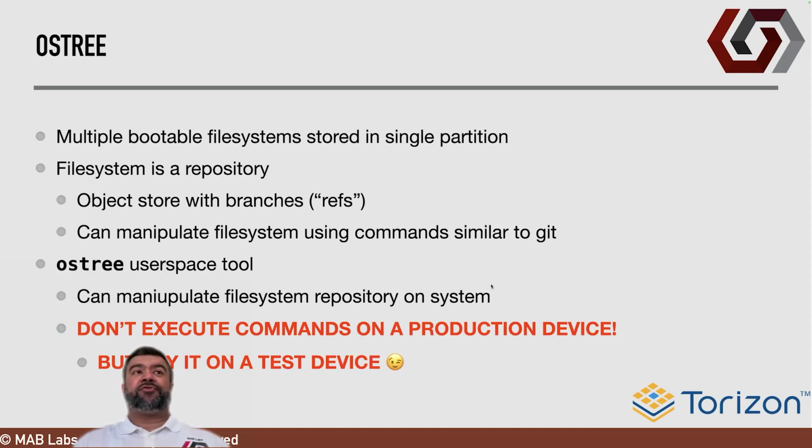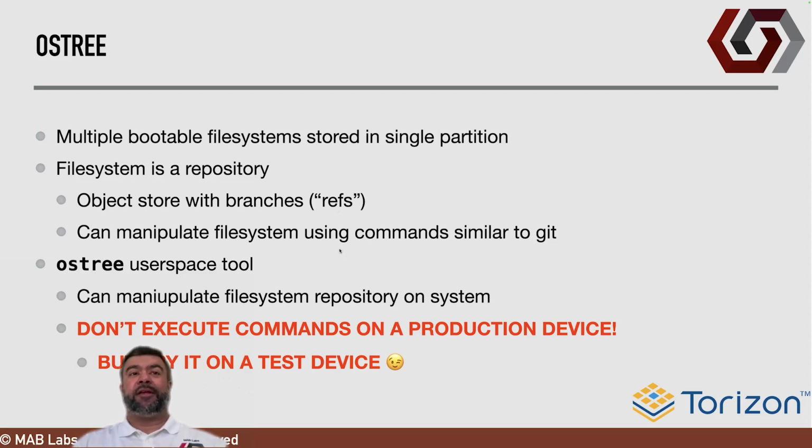The other feature of OSTree is that you can have multiple bootable file systems stored in a single partition. Because we're operating updates on a file level instead of on whole partitions, you can have multiple instances of a bootable file system all in one partition. What that does is let you have many different revisions of the same file system without sacrificing an enormous amount of space. Like I said, in OSTree your file system is a repository. So if you're familiar with Git, it's essentially an object store with branches known as references.